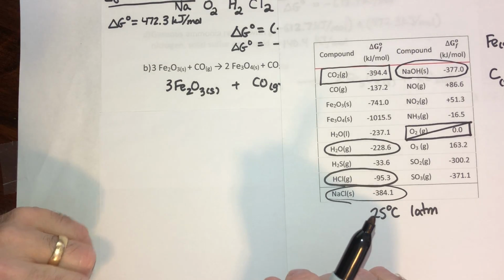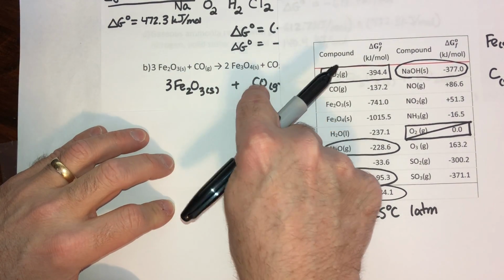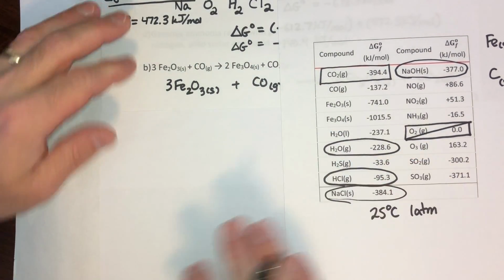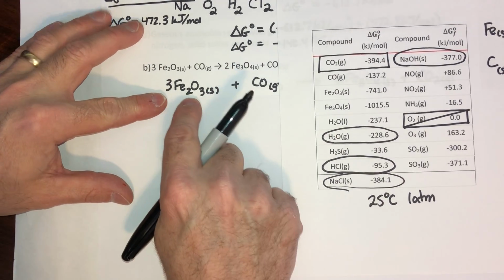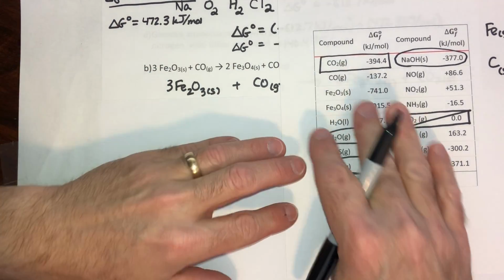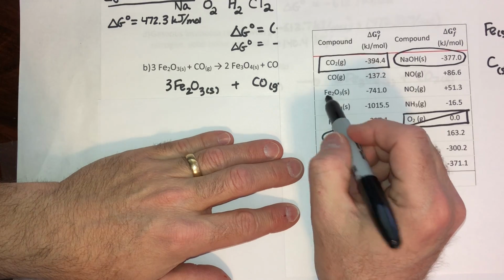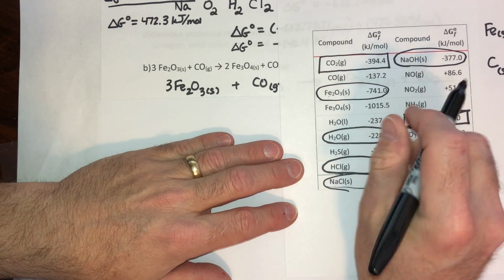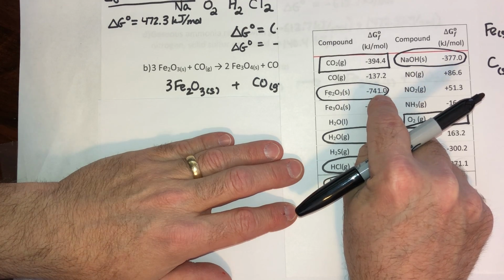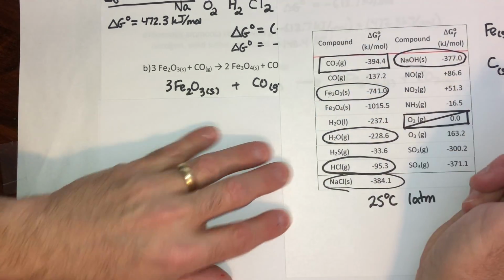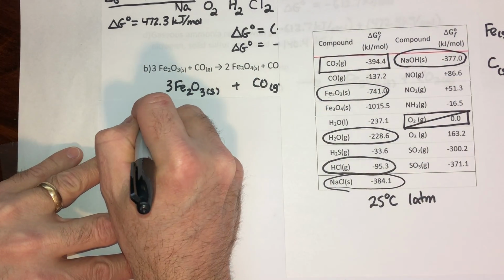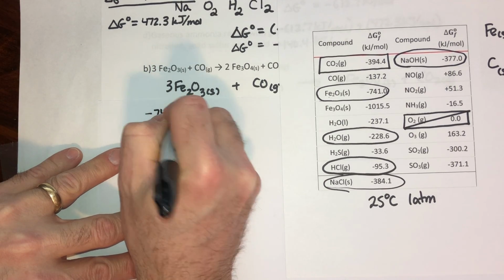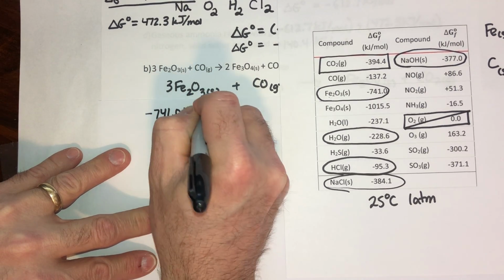So step number 1, I'm going to look up the value for each of the chemicals from the table. My first chemical is an Fe2O3 solid. If I look here, I do have an Fe2O3 solid. The value is a minus 741.0 kilojoules per mole. So this is going to be a minus 741.0 kilojoules per mole.